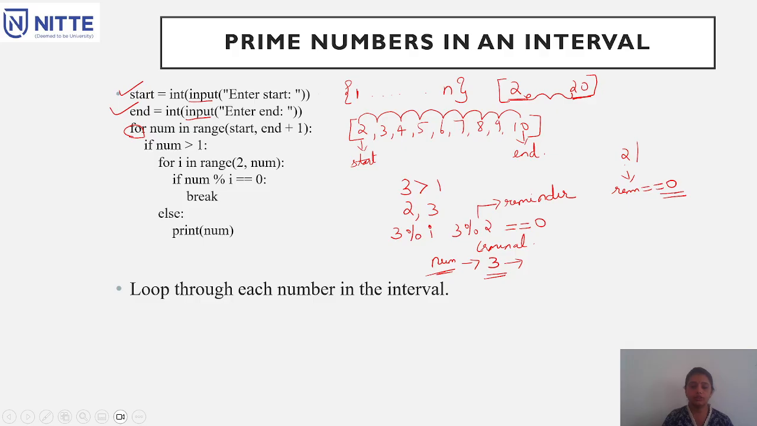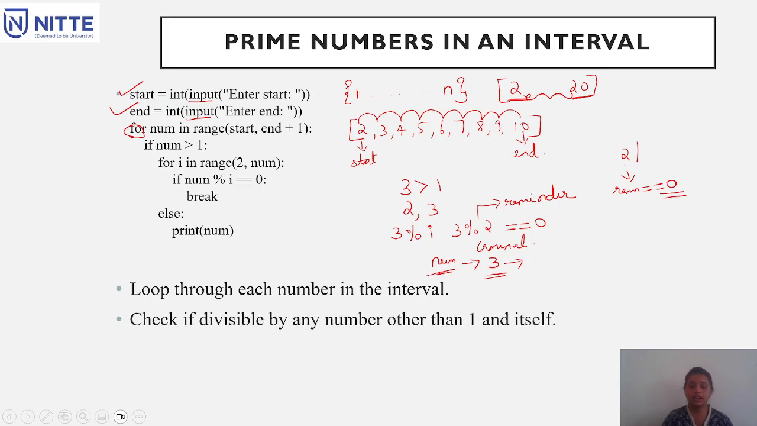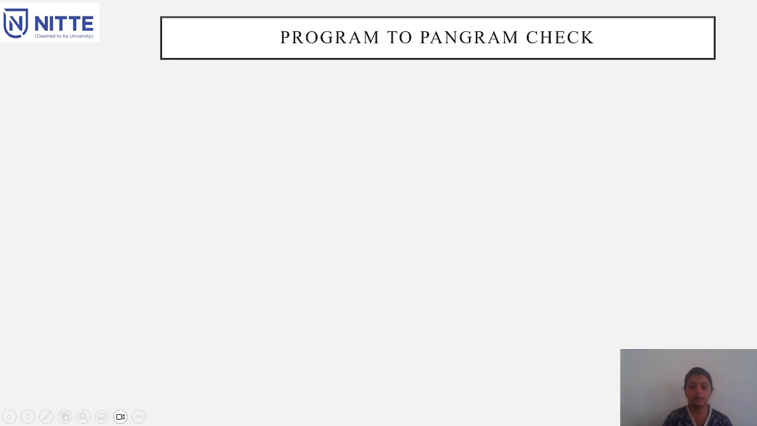Now, let's try to understand. Loop through each number in the interval. Every number in the interval is going to get checked in the same manner. Check if it is divisible by any number other than 1 and itself. A prime number's quality is that it is divisible only by 1 or by the same number. If not divisible, it is a prime number.